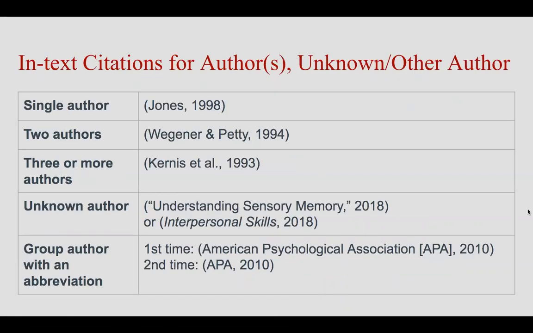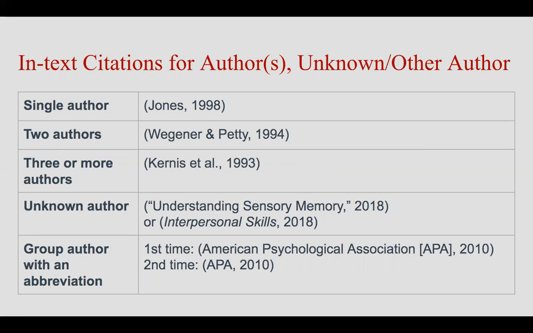This table shows what to do if you have a single author or multiple authors or an unknown author or even an organization as an author. If you just have a single author for your parenthetical citation, you'll put the author's last name and then a comma and the year of publication, as we've seen in previous examples. If, however, you have two authors, you'll use both authors' last names in the order that they appear in the original source. And you'll put an ampersand, or an and symbol, in between those two names, followed by a comma and the year of publication as usual.